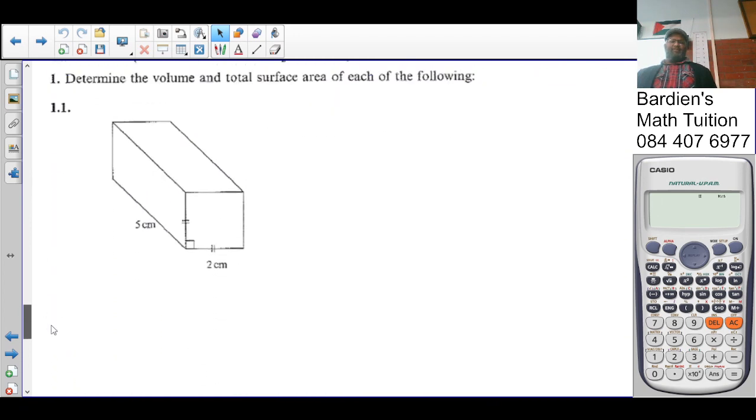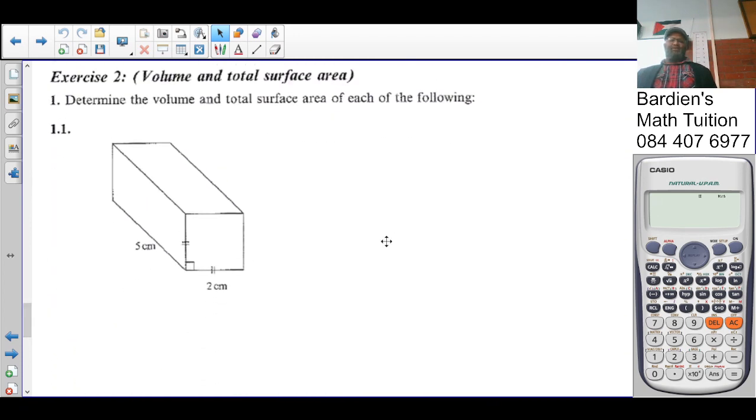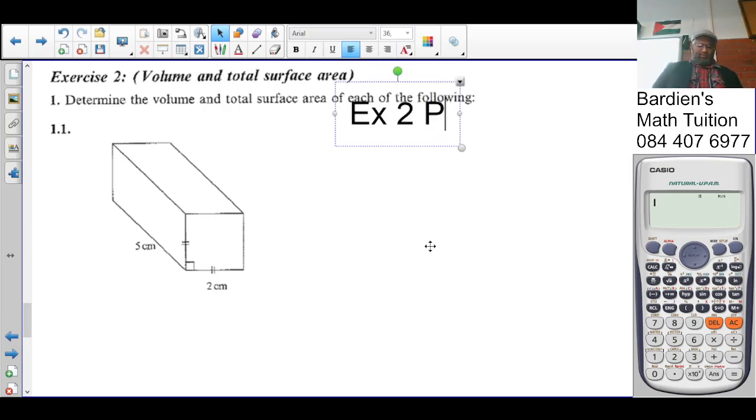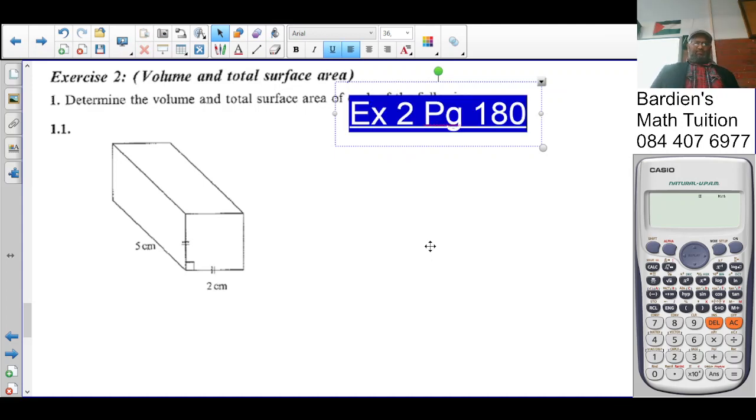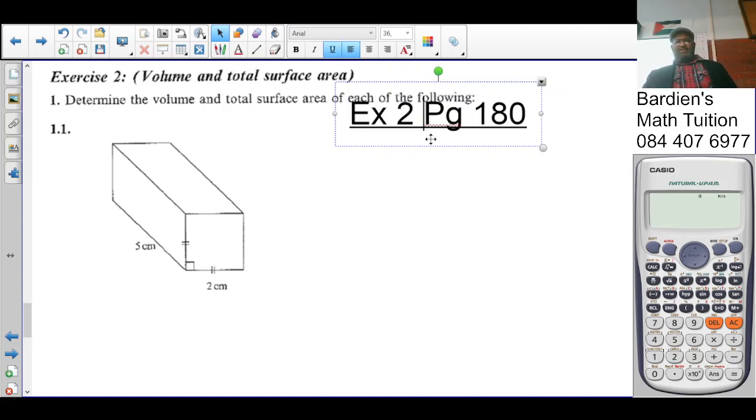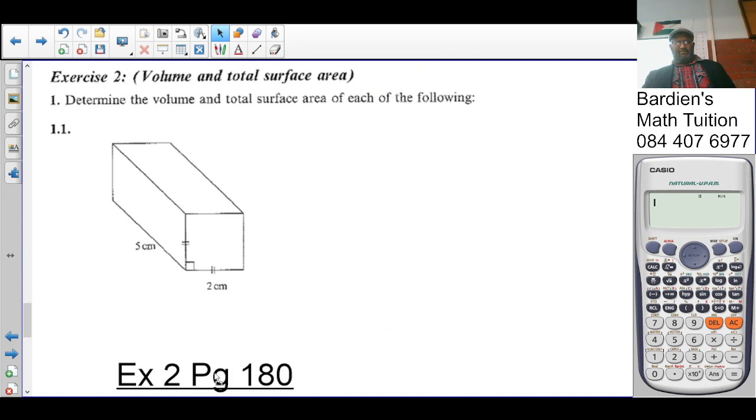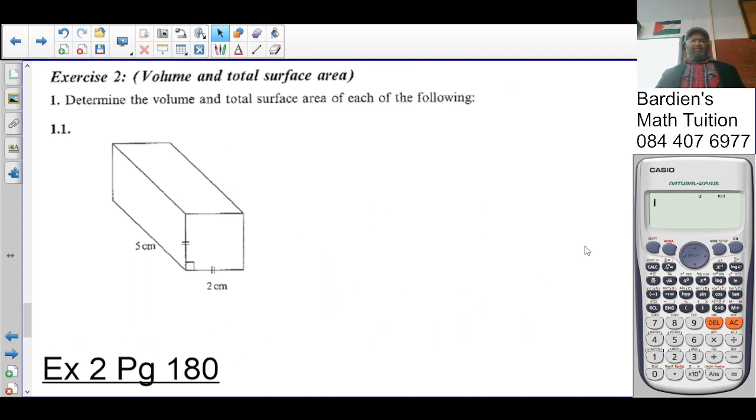Alright, so you guys had 3 shapes that you had to work out the volume for. This is on exercise 2 on page 180. Alright, so the question says, determine the volume and the total surface area of each of the following.